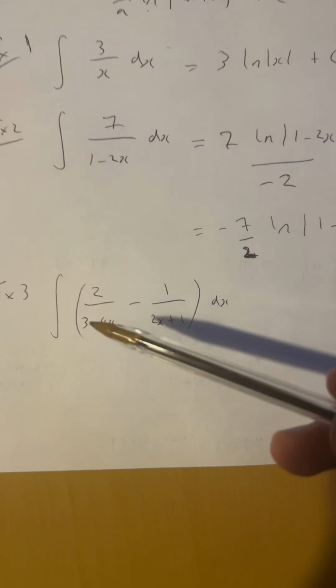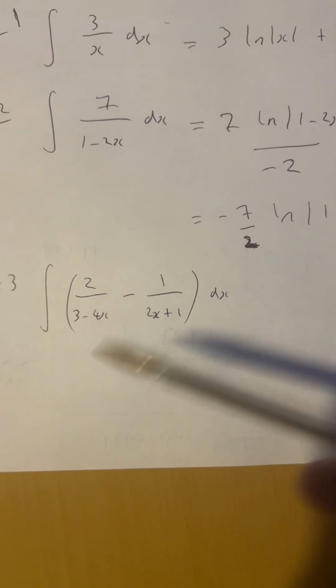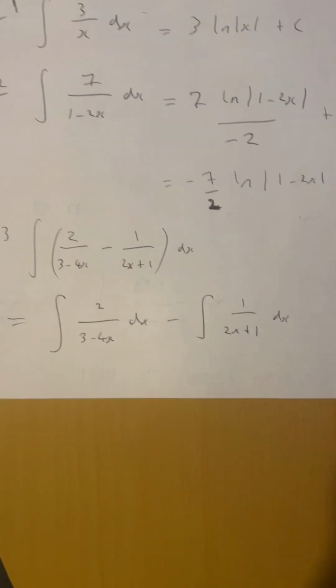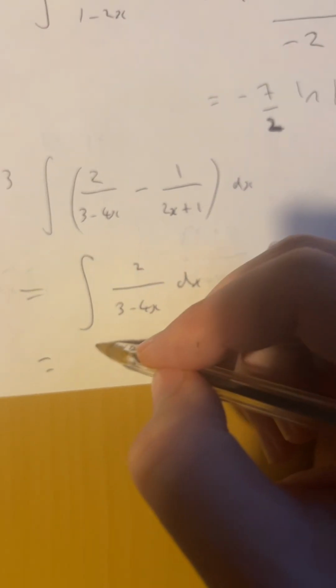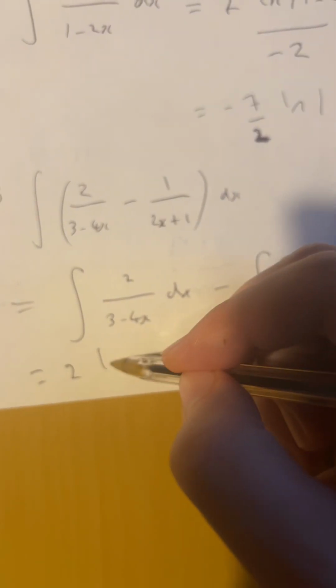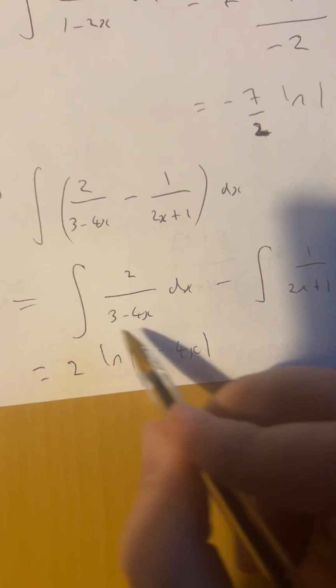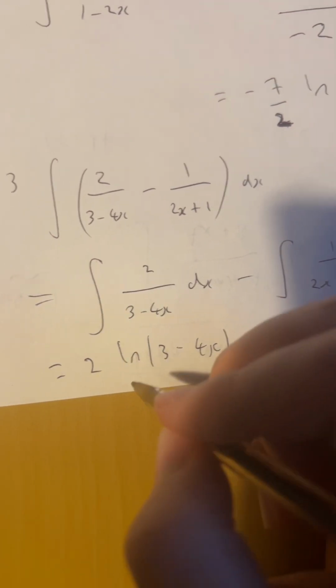Obviously, you could get a question like this where you have to subtract or add algebraic fractions. So again, you just split this into 2 separate integrals. You get something like this, and then we can apply the rules for both integrals. So you've got 2, put the 2 there, and then ln of the denominator 3 minus 4x. We want to divide by the derivative, which is minus 4. So just put an over minus 4 there.